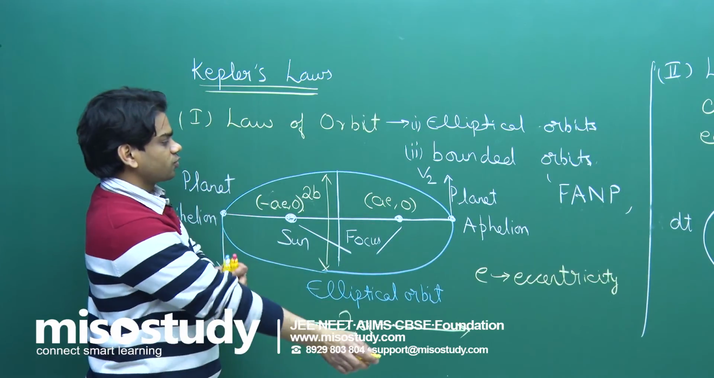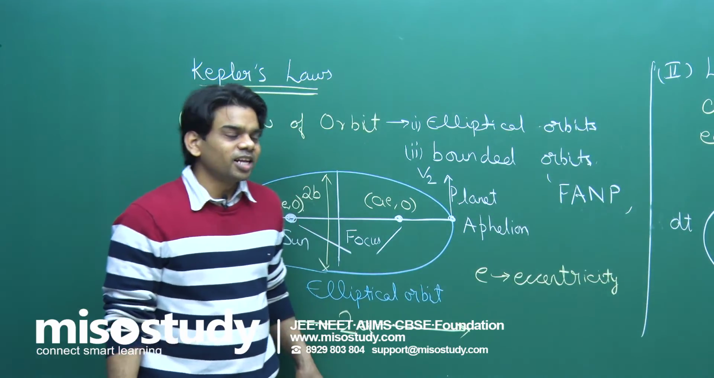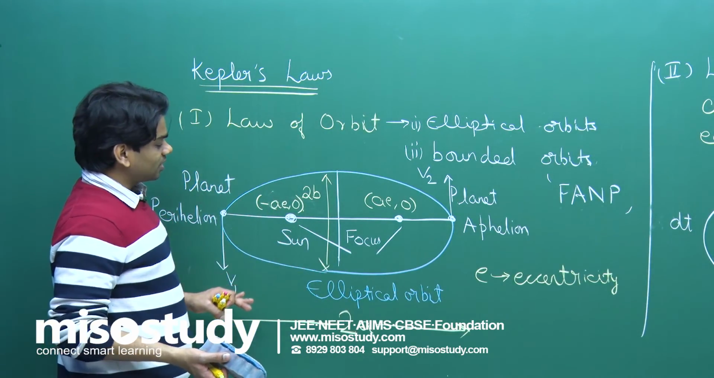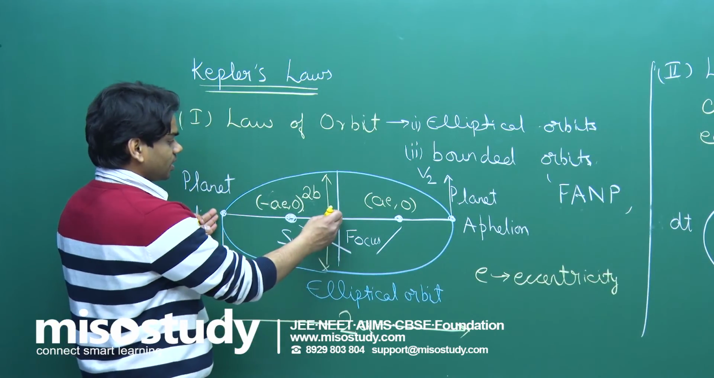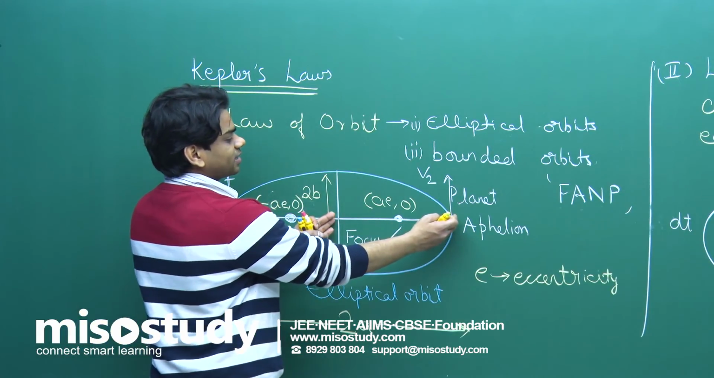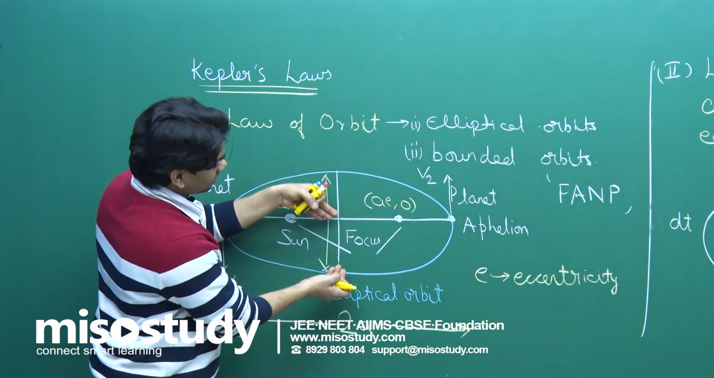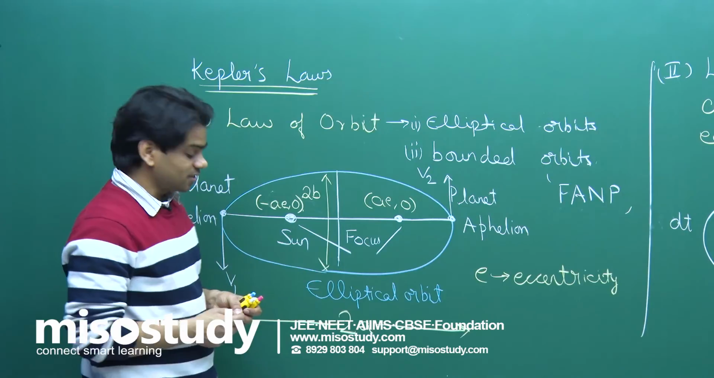This is where the focus will lie for an ellipse. Now let's refer to the names I gave you all. This much length A, this is length A. This is known as the semi-major axis. This is length B, this is known as the semi-minor axis.